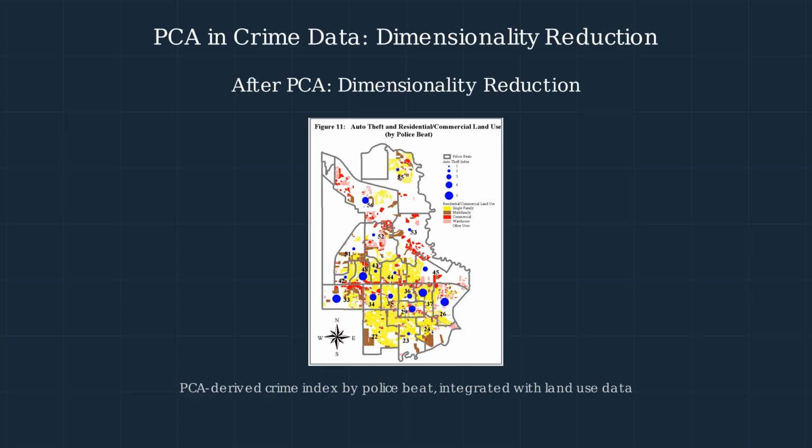This map shows auto theft rates by police beat integrated with land use data. Notice how PCA has transformed the raw data into a more usable form, highlighting areas with higher crime rates through larger blue circles. This allows police to better understand the relationship between land use and crime patterns.